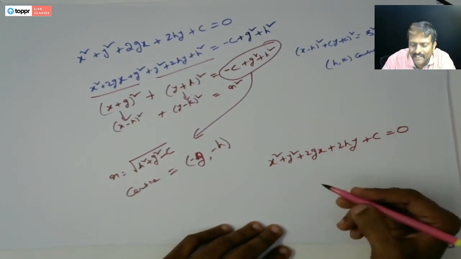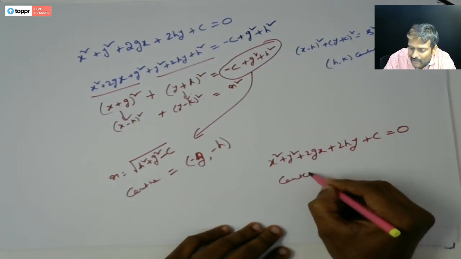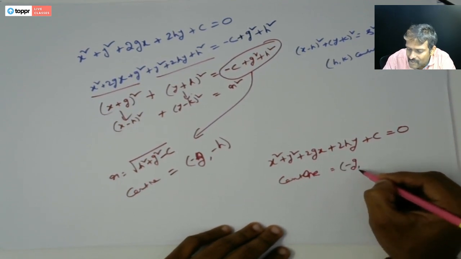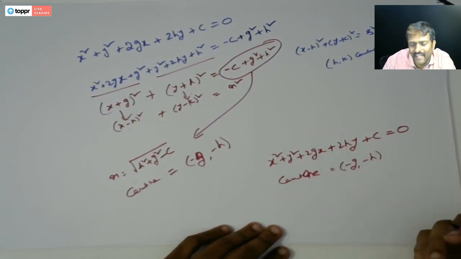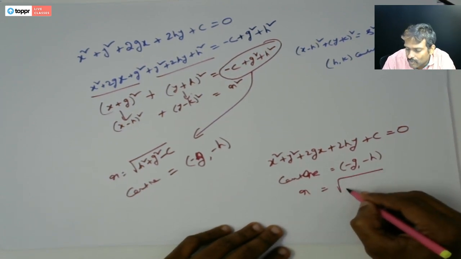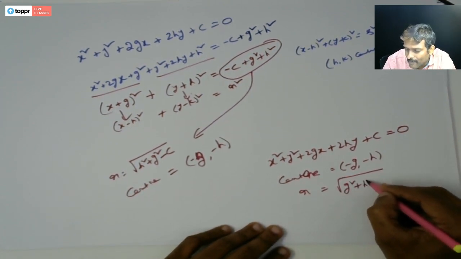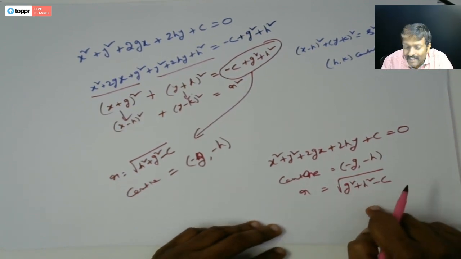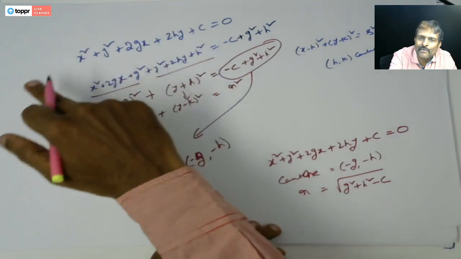So when an equation of the circle x square plus y square plus 2gx plus 2hy plus c is equal to 0 is given, the center is minus g comma minus h, and the radius r is given by root of g square plus h square minus c. This is the radius when an equation is given this way.